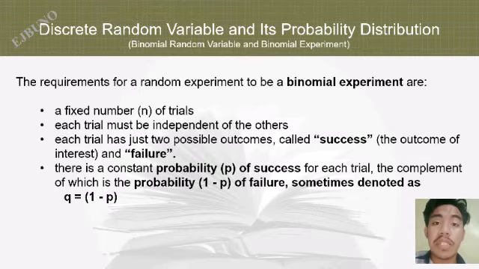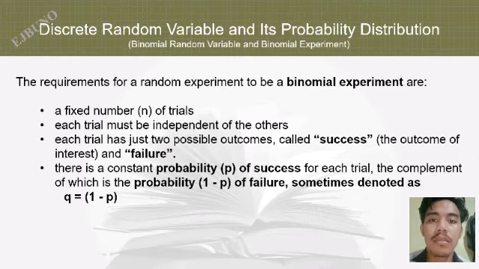There are certain requirements for us to say that a random experiment is a binomial experiment. First, a random experiment must have a fixed number of trials. Since we are dealing with a discrete random variable, and discrete means that it has a certain limit, that's why it should have a fixed number of trials. The second one is that each trial must be independent of the other. As I said earlier, one experiment and its result will not affect the other experiment.